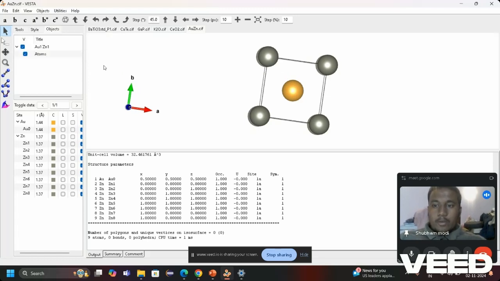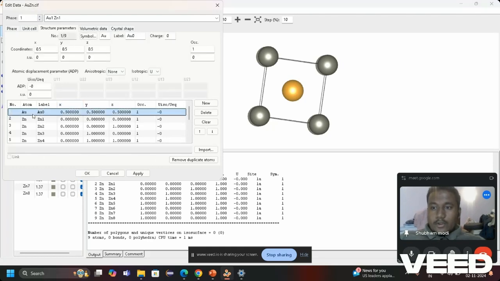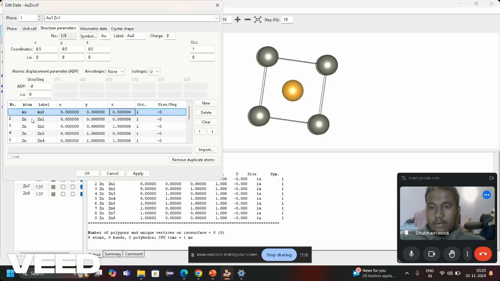finding out the structure parameters of it, the zinc atoms here shown are plotted individually, and the gold atom is single and is stated at the body center, which is at 1/2, 1/2, 1/2, which is an octahedral void.